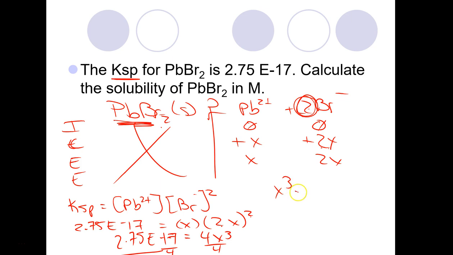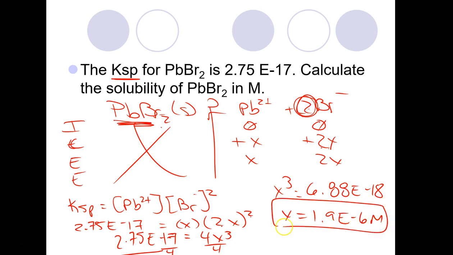You get x cubed equals 6.88 e to the negative 18. And now you want to take a third root, okay, a cube root. There's a couple of ways to do that. If you have a graphing calculator, on the button that says math, there is a cube root. You hit that, and then you put in the answer, and it'll calculate a cube root for you. And that is the solubility.